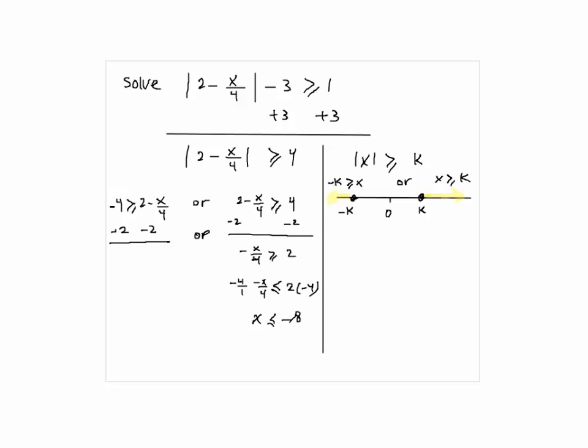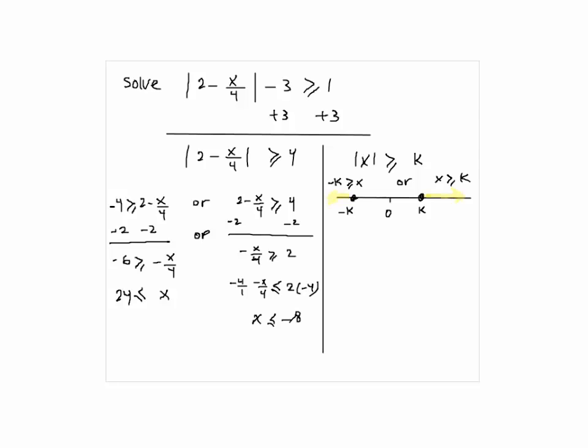So there we get -6 greater or equal to -x/4. Now if I multiply both sides by -4, I have to change the direction of inequality again. So x would be greater or equal to 24. Okay, are there any questions so far?